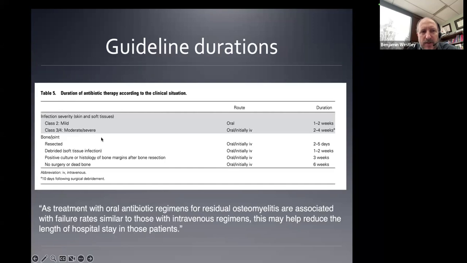And again, they talk about infection severity. And then specifically the bottom half is discussing bone. Is bone resected? Is the soft tissue debrided? Or is the bone culture or histology positive at the margin? And they recommend 3 weeks if the margin's positive, but if no surgery or dead bone is present, they recommend 6 weeks. And they specifically say, as treatment with oral antibiotic regimens for residual osteomyelitis are associated with failure rates similar to those with intravenous regimens, this may help reduce the length of hospital stay in those patients. So they're quite clear that intravenous antibiotics do not outperform oral antibiotics for diabetic foot infections with osteomyelitis.